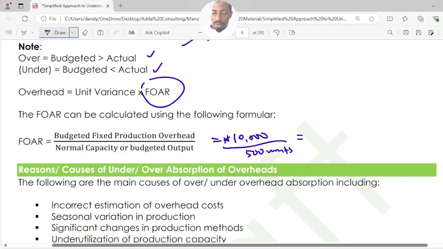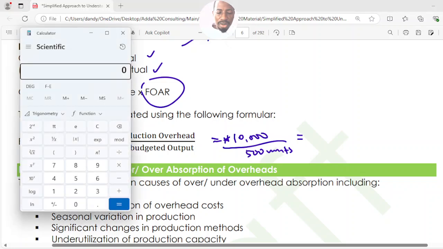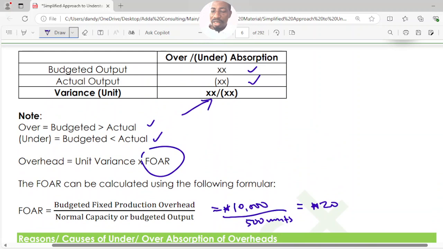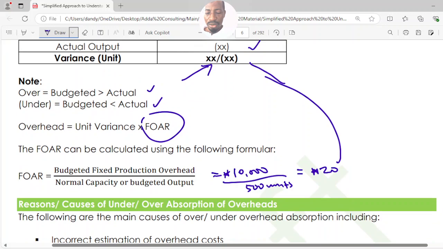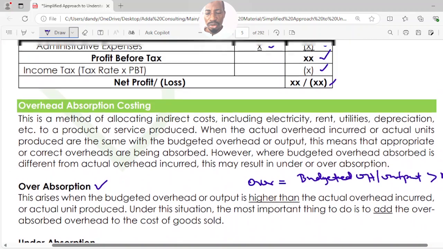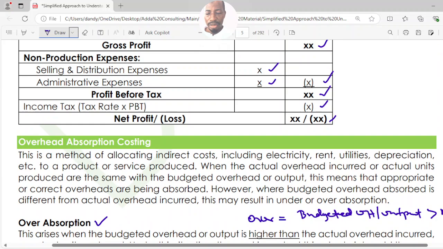So all you need to do is to just get your fixed overhead absorption rate. Just say 10,000 naira divided by 500 units. So that's 20 naira per unit. The fixed overhead absorption rate is 20 naira per unit. So once I have my variance here, this variance will be in units. Once I have that variance, then I will multiply with the 20 naira. So it will give me either the over or under absorbed overhead, which of course I'm then going to use to adjust from the cost of goods sold. So that is how to treat overhead absorption costing.